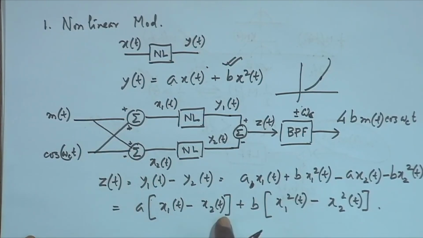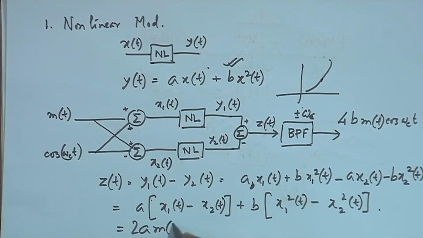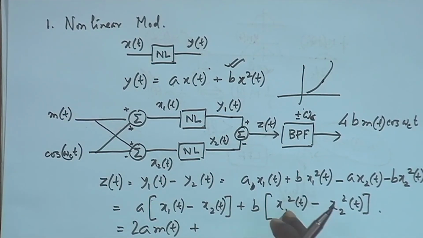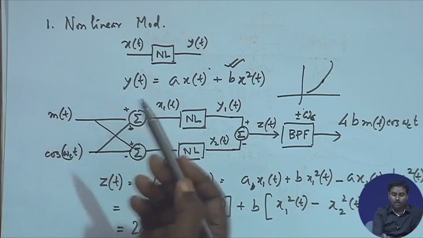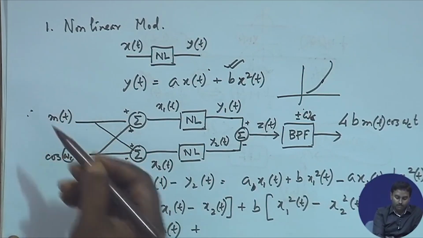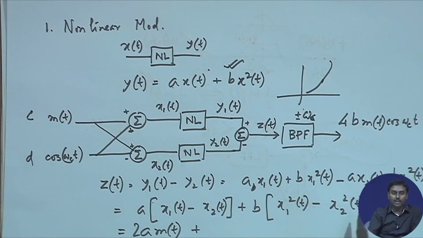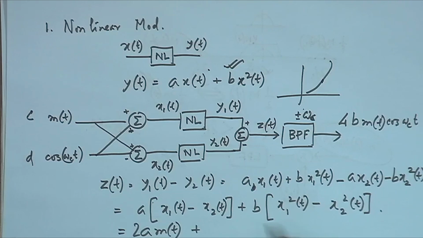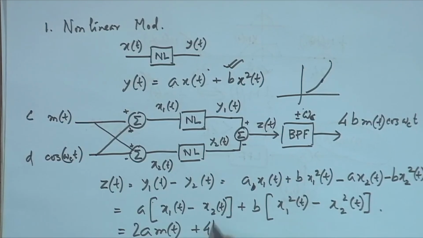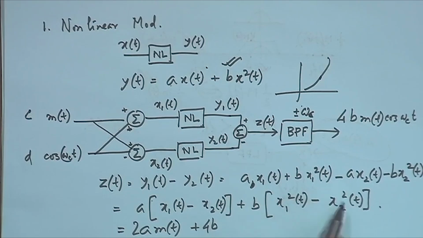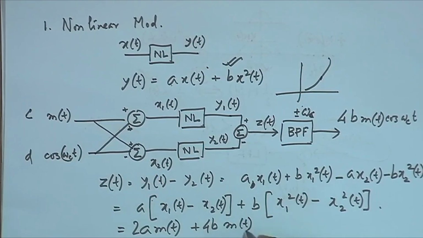So x1(t) minus x2(t) will be, m(t) will remain, so that should be 2 m(t) times cos ω_c t; actually a term in a times 2 cos ω_c t. And for the square terms, let us say c and d: (c plus d) squared minus (c minus d) squared should be 4cd. So therefore it should be 4b times c times d, which is m(t) times cos ω_c t. So m(t) into cos ω_c t, right.